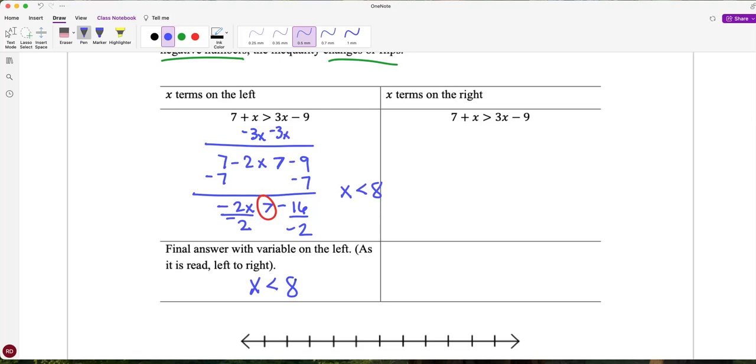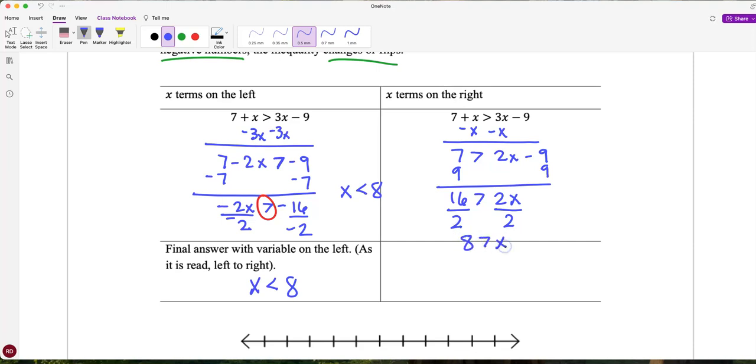Now let's do the next one. Let's move all the x terms to the right. If I subtracted x from both sides, I would get 7 is greater than 2x minus 9. I would add 9 to both sides. 16 is greater than 2x. Divide both sides by 2. And I get 8 is greater than x.